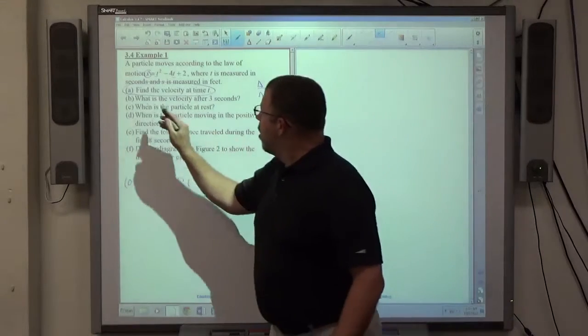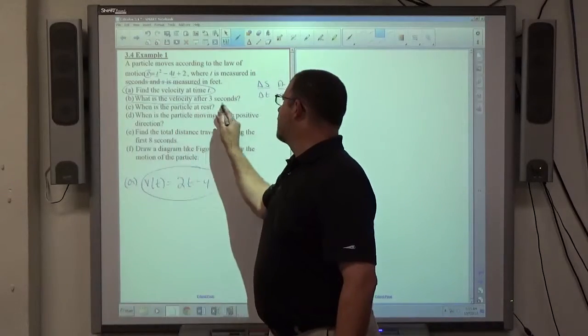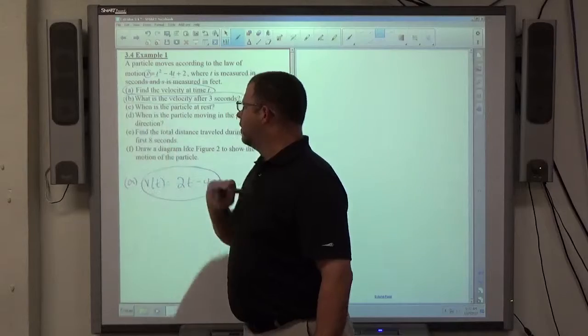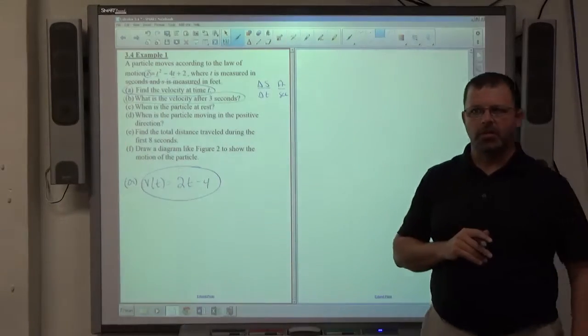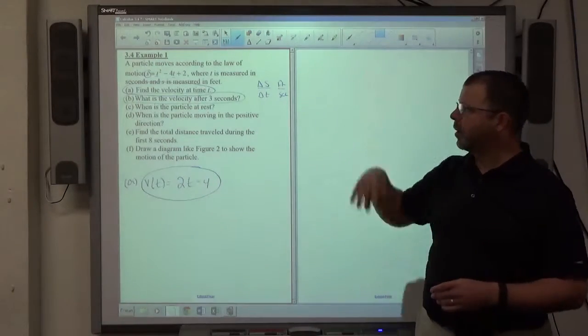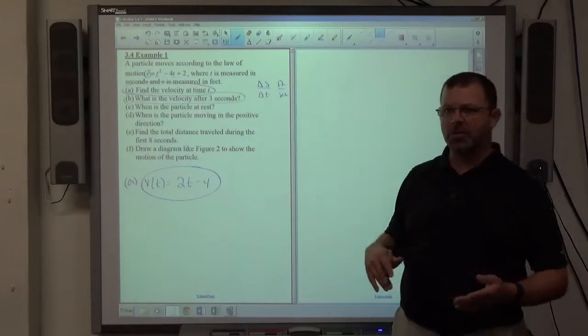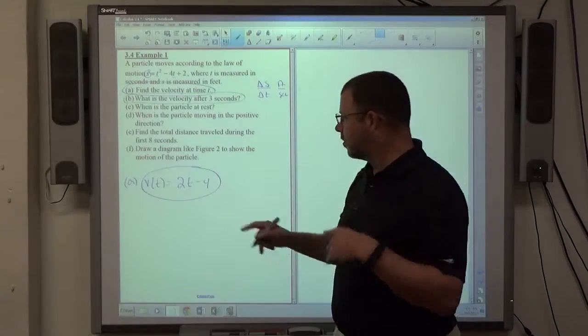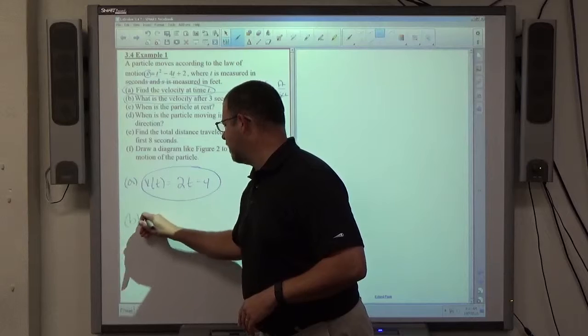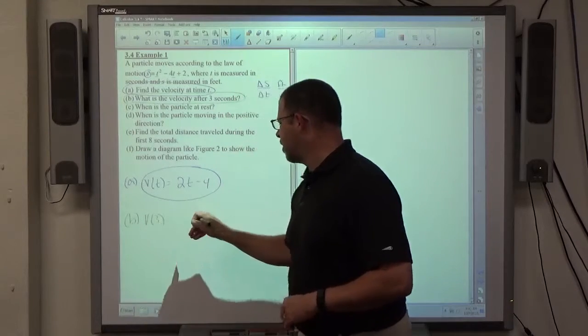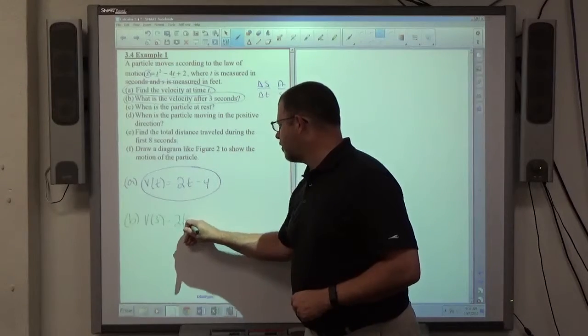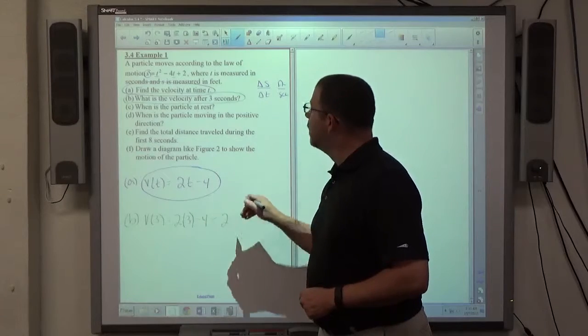Question B. What is the velocity after 3 seconds? They want to know the velocity when it's 3 seconds. So the third second this experiment goes on, how fast is this object going? T equals 3 in the velocity function. So it's going to be 2 times 3 minus 4, which equals 2 feet per second.